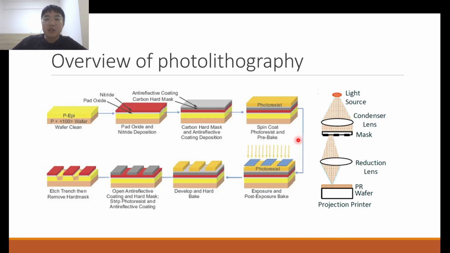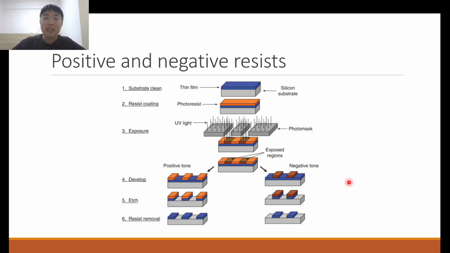Okay, and so during this exposure process, we basically shine a light through a mask. So this mask basically blocks out certain areas from letting light pass through, and this is able to imprint a pattern of light exposure on the photoresist layer. Okay, so now I'll introduce types of photoresist.